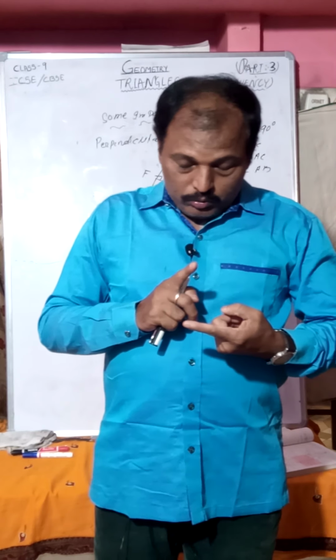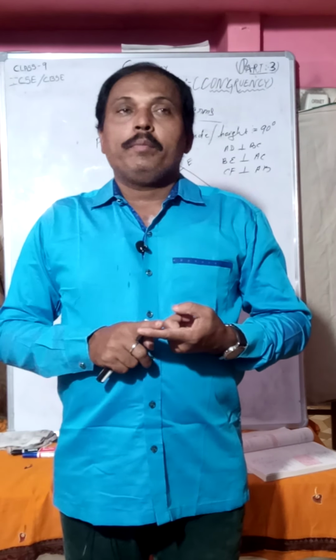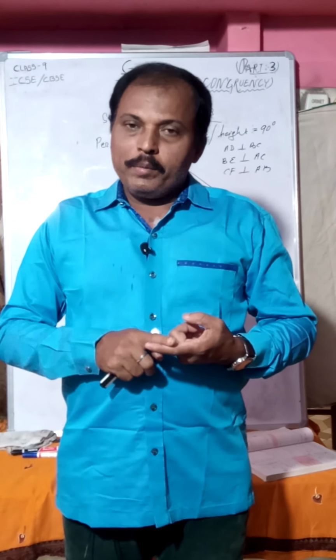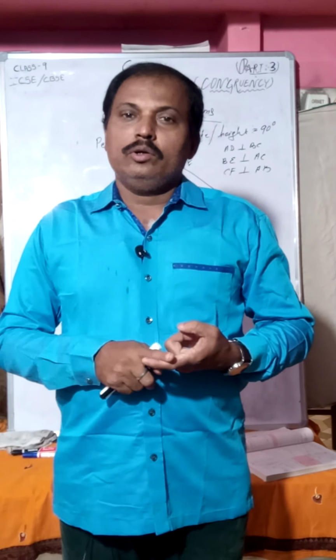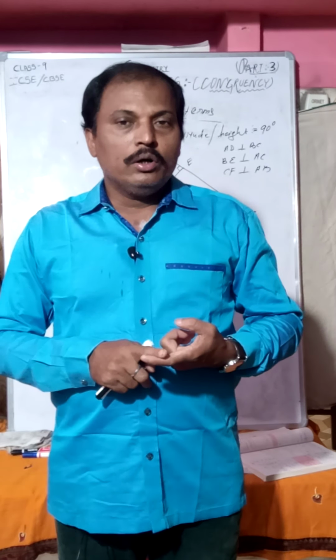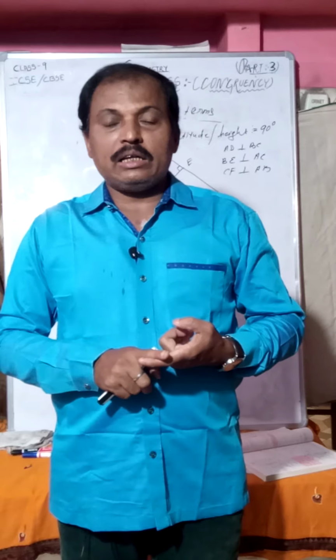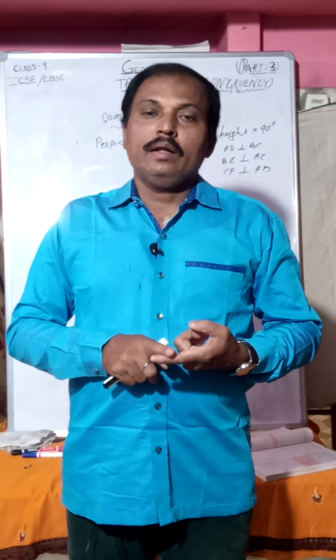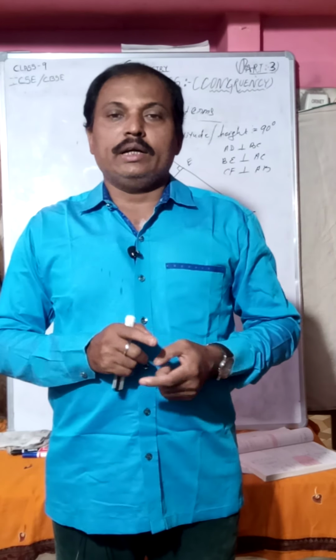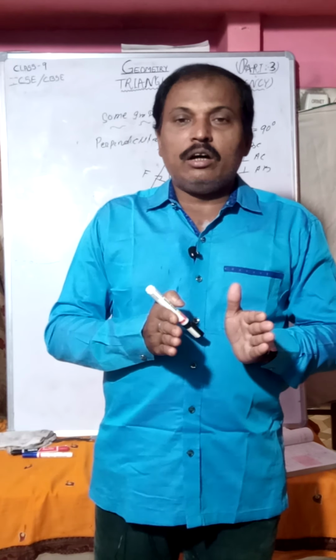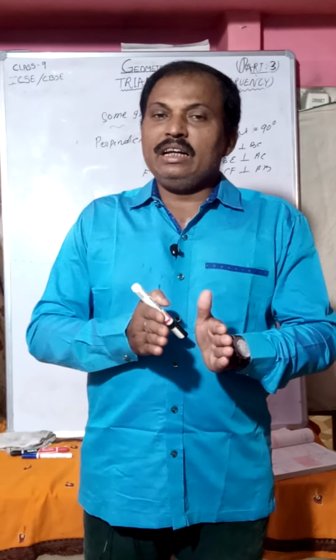Now, if three medians of a triangle meet at a point, that point is called centroid. But when three perpendiculars meet at a point, that point is called orthocenter. So this is the difference between orthocenter and centroid.